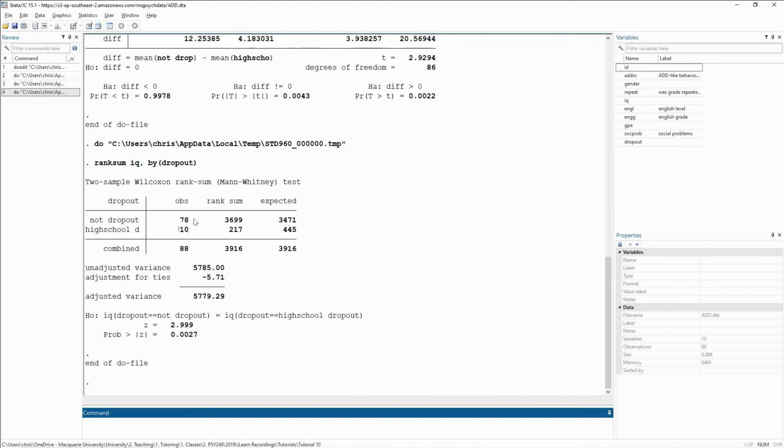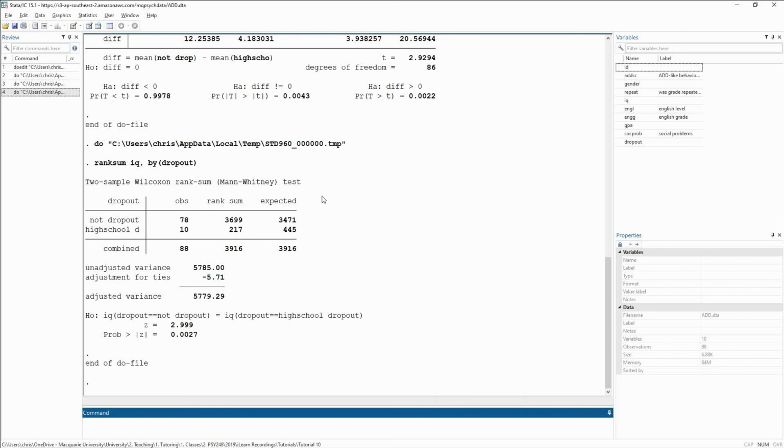Okay, so what we can see here is we have 78 observations for not dropout, 10 for those who did drop out. The rank sum for not dropouts is 3,699, and the rank sum for high school dropouts is 217. The expected is 3,471 for not dropouts and 445 for dropouts. So what is the expected column actually saying? This expected column, the whole point of it is effectively just to say, if my rank sums were equal, these are the rank sums that I would get.